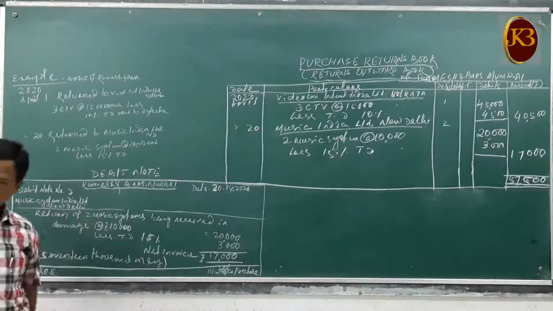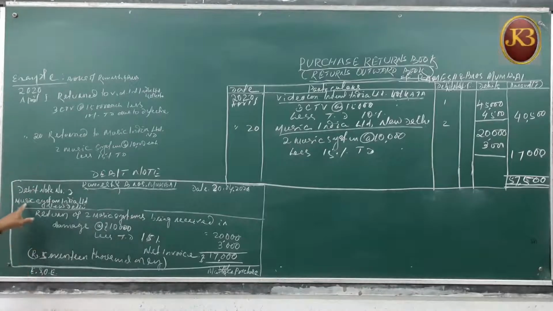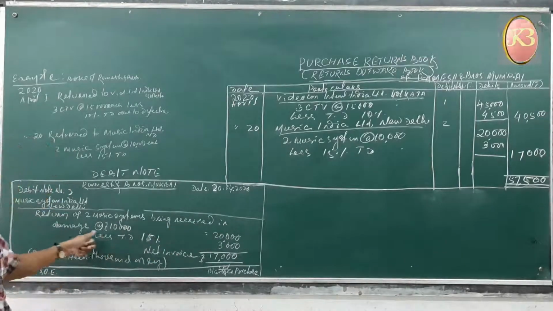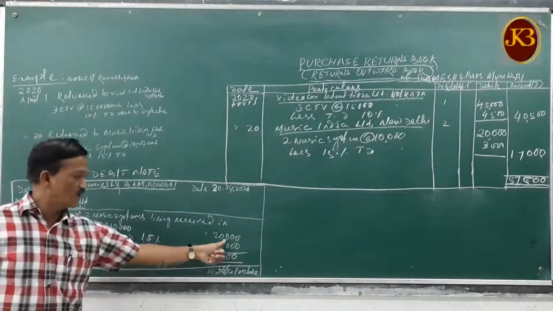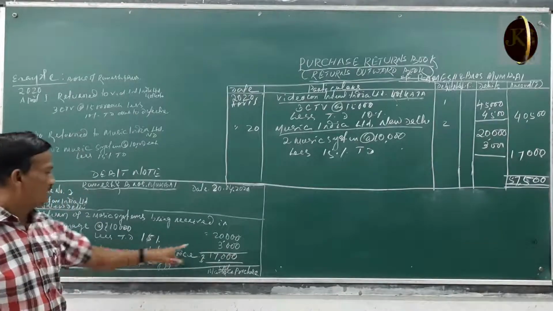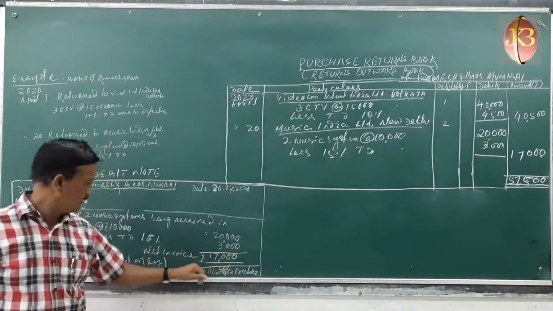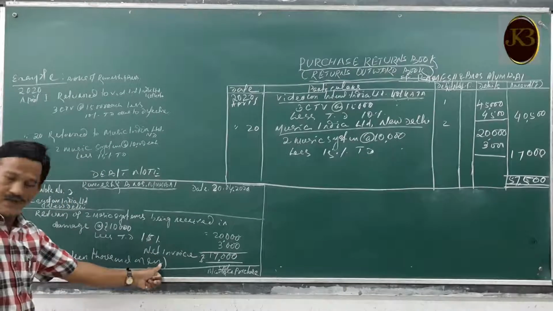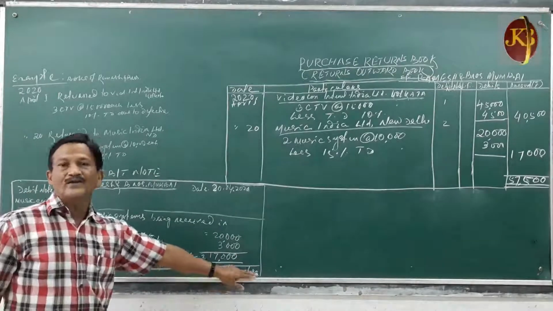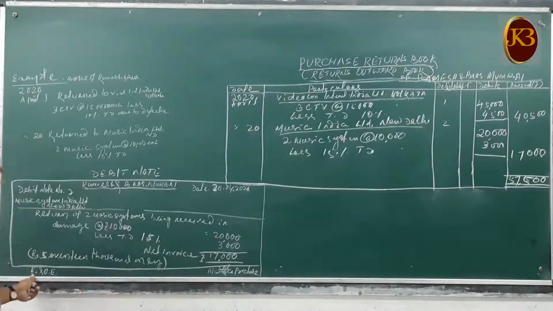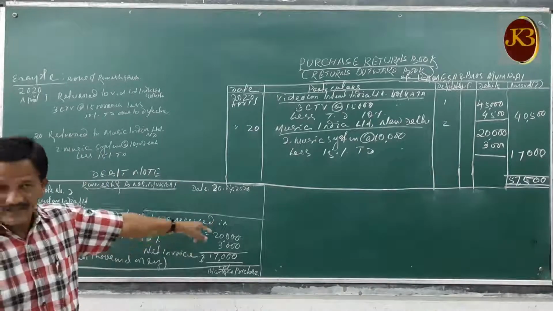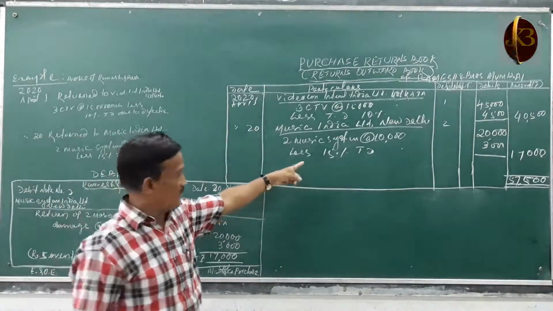So on the 20th it has been purchased. So that is Music System India Limited, New Delhi. Return of 2 music systems received in damaged condition at the rate of 10,000 each. So total is 20,000. Less 15% discount 3,000. 17,000. Net invoice rupees 17,000 only. So signature of the manager purchase. Then errors and omissions excepted. So this is the debit note he had prepared, indicating his account is to be debited.